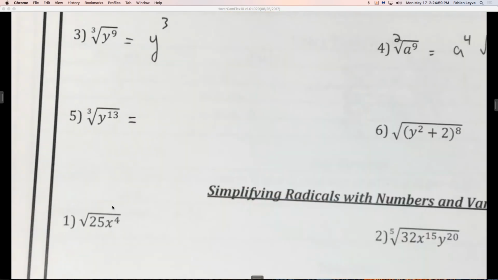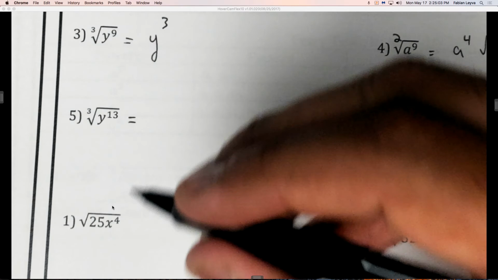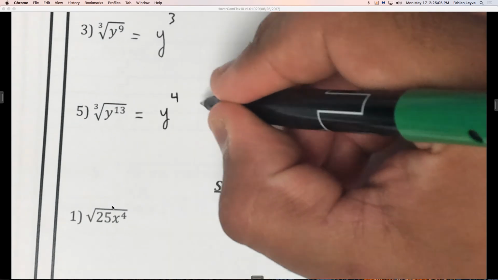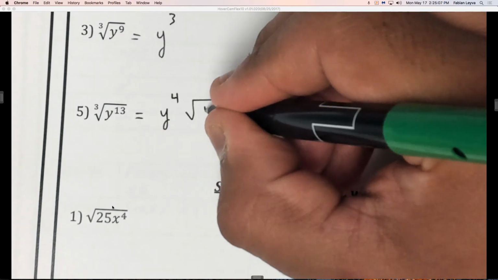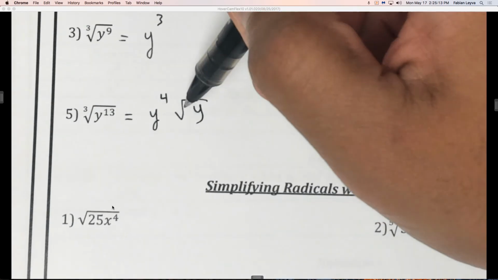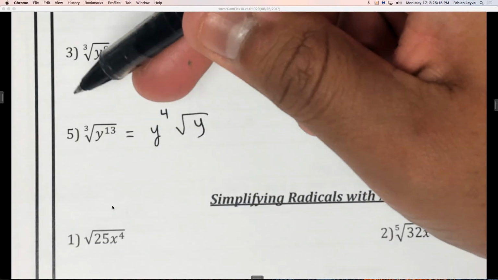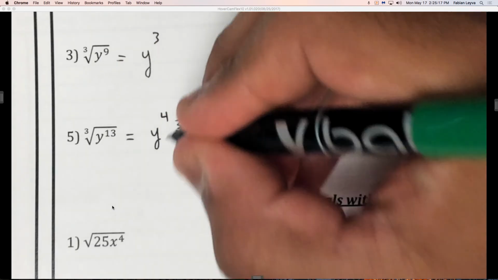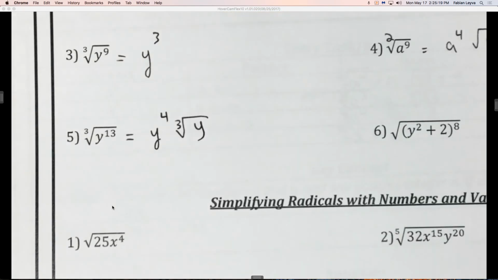So how many times does 3 go into 13? 4. So you end up with y to the 4. Now keep in mind that there is 1 left over because 3 times 4 is 12, and there's 1 left over. And this is what I mean, that unfortunately I would have to mark you wrong because a square root is not the same thing as a cube root or a third root, so you have to make sure to have that third written there.